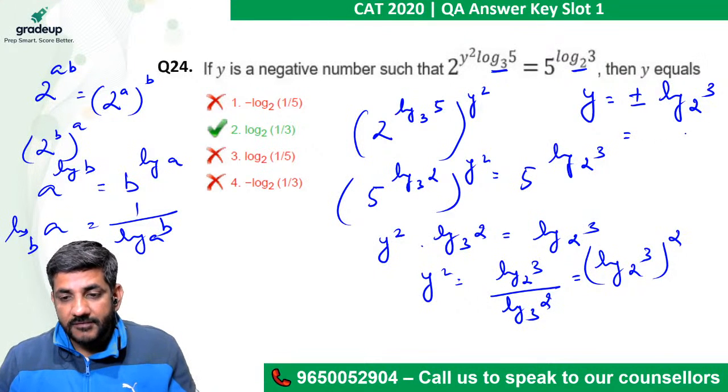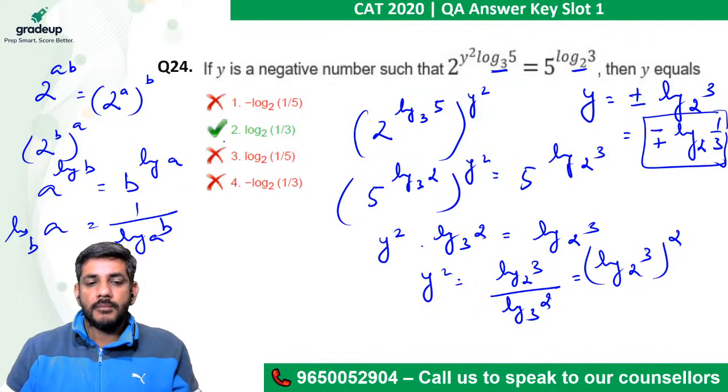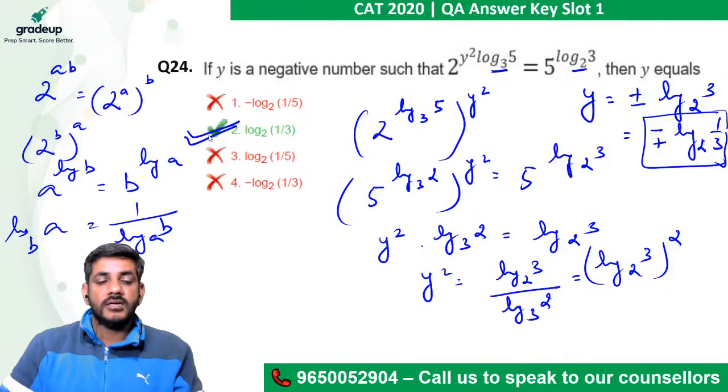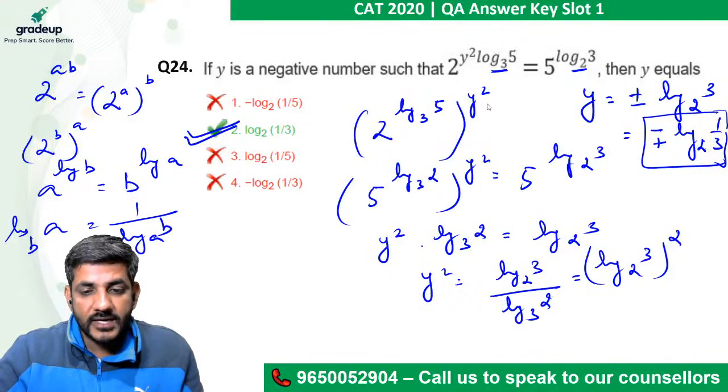Now if I write 3 as 1 by 3, this minus sign will go outside and y would become minus plus log of 1 by 3 with base 2. And because we know we have to give the negative one as the answer, log 1 by 3 with base 2 is the answer straight away, because ultimately y has to be a negative number. So a negative answer must be there.